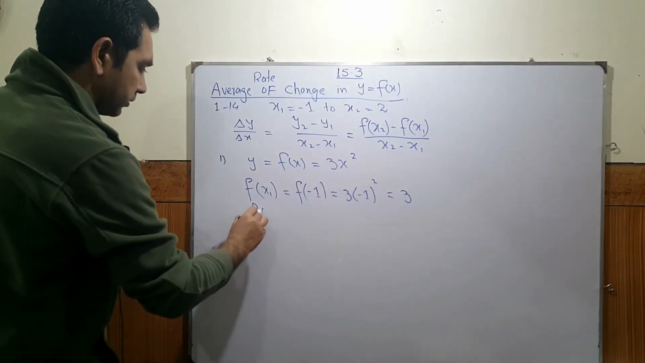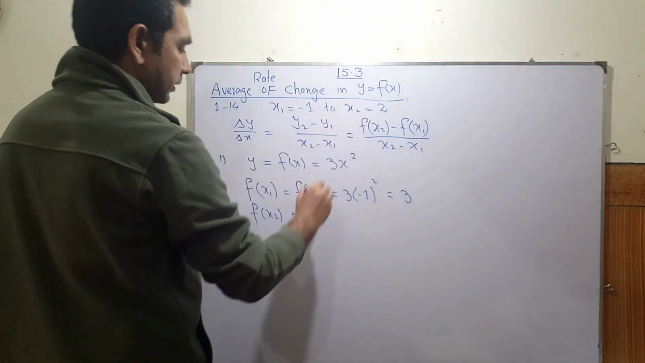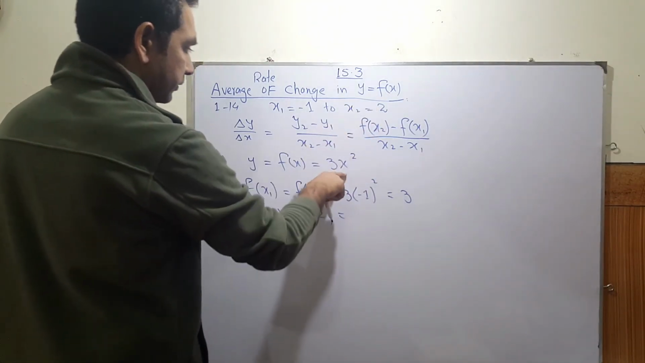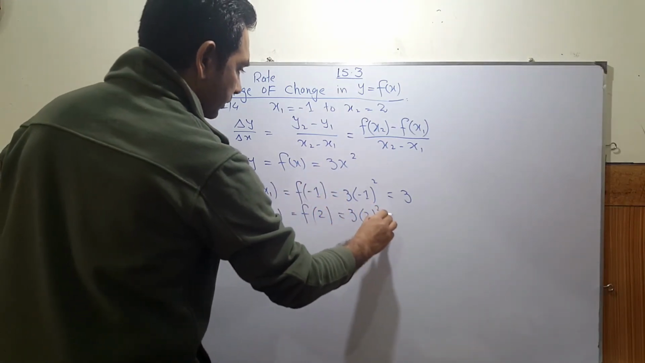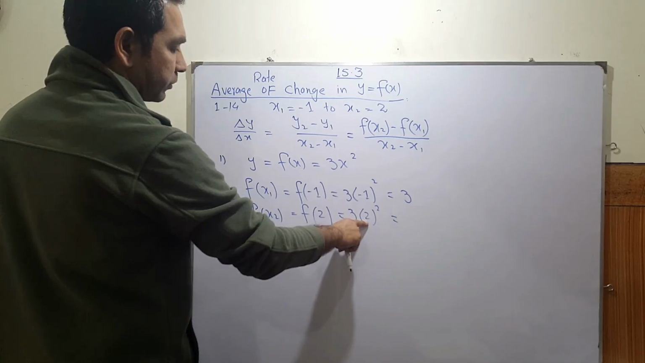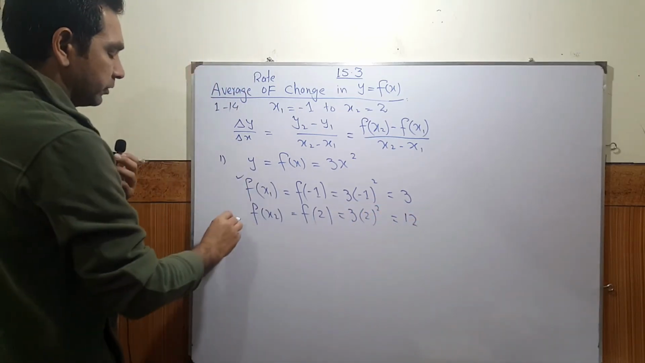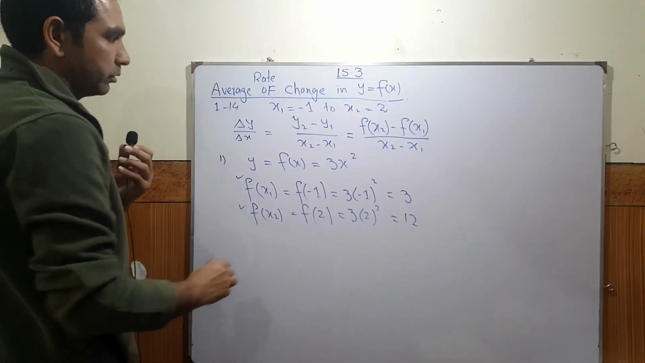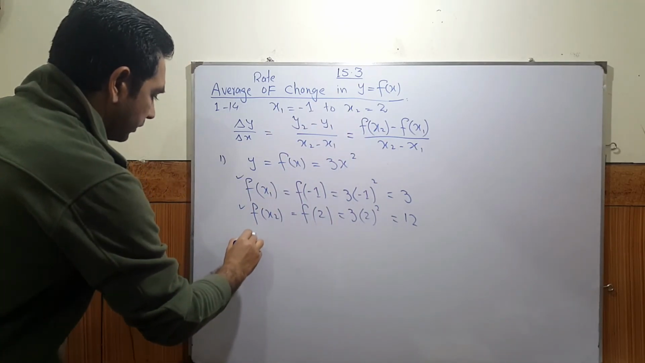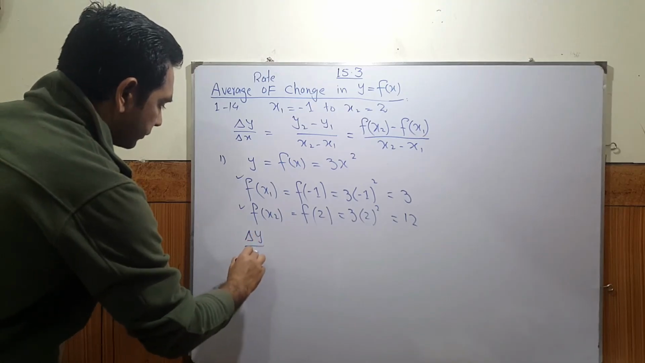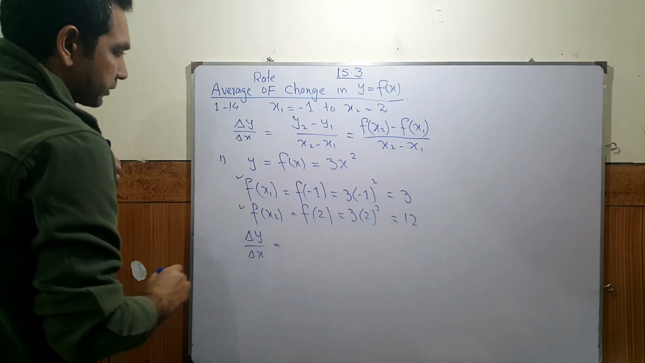Now we can find f of x2, and x2 is given by 2. So in this function we replace x by 2. So 3 times 2 squared. 2 squared is 4, and 4 times 3 is 12. So now we have f of x1, f of x2, x1, and x2, so we can find the average rate of change of function y with respect to x.